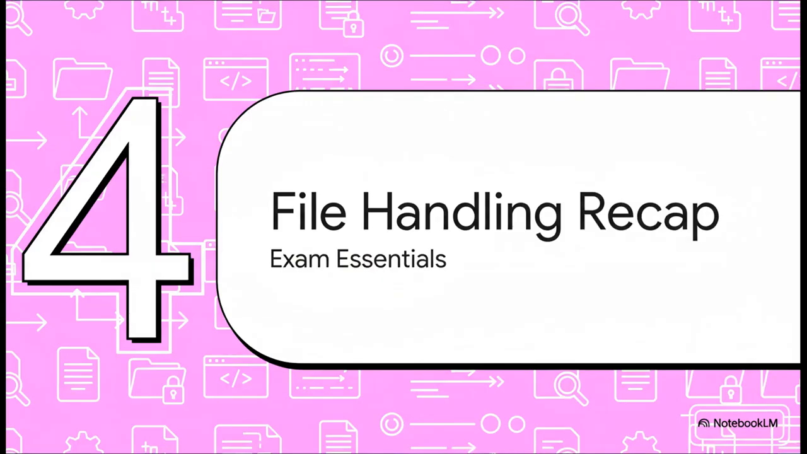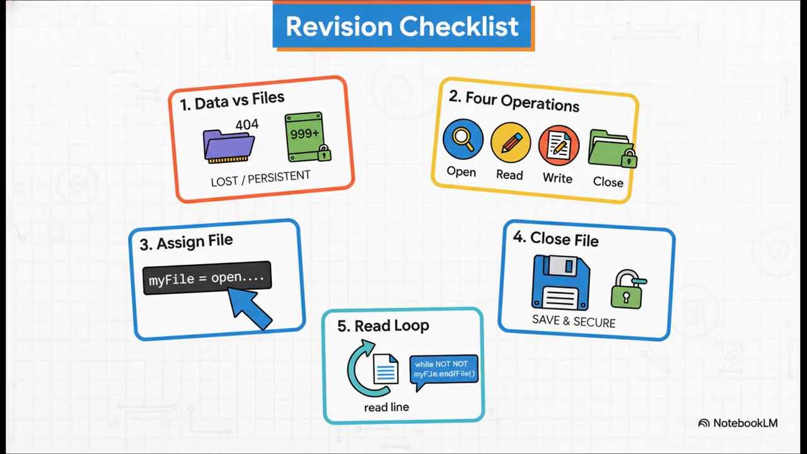Whew, okay, we've covered a lot of ground there pretty quickly, so let's just take a moment and boil all of that down into the absolute must-know facts for your exam. Think of this as your final checklist for file handling. So let's recap the big stuff. 1. Data in variables disappears, but data in files is forever. Well, until you delete it. 2. You have to know those 4 operations: open, read, write, and the all-important close. 3. Always open a file into a variable. 4. Always close the file to save your changes. And finally, if you need to read a whole file, that while not myfile.endOfFile loop is your absolute best friend.